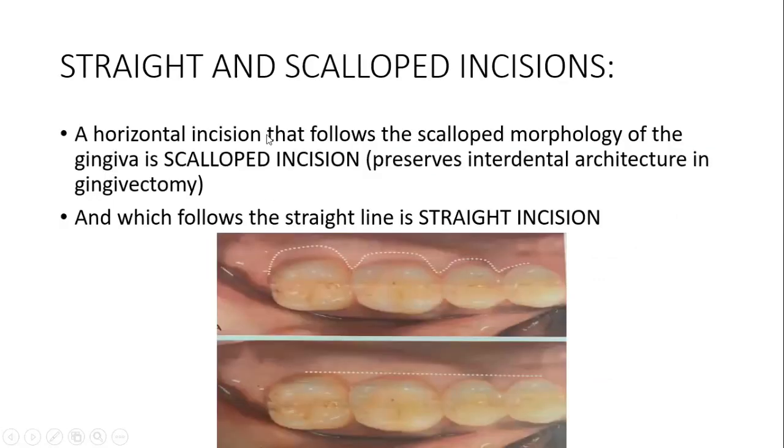Next we have straight and scalloped incisions. This is also very simple, as the name indicates. Our horizontal incision that follows the scalloped morphology of the gingiva, as you can see in this picture, is the scalloped incision. And here you can see it's following a straight line, so this is a straight incision.